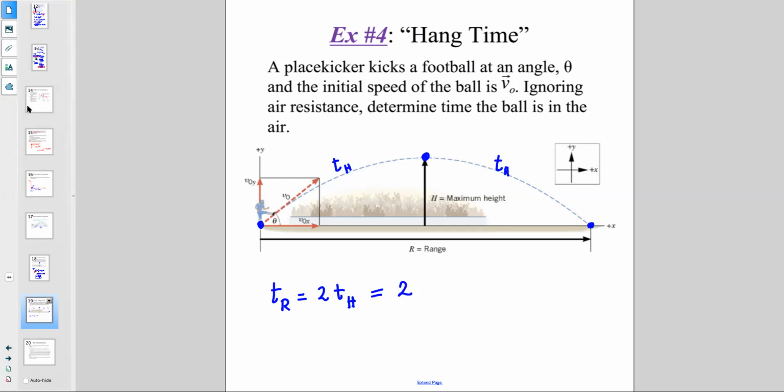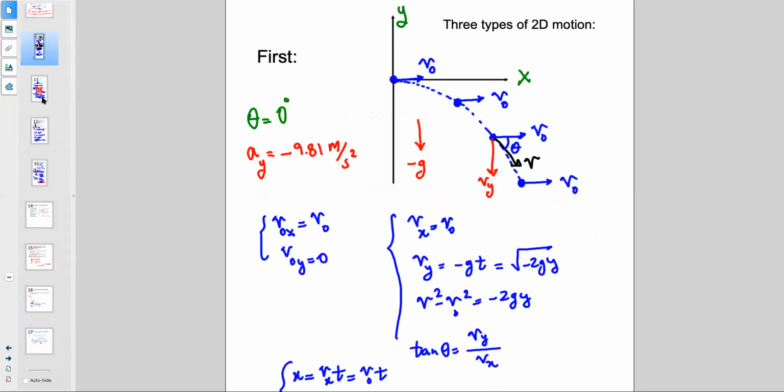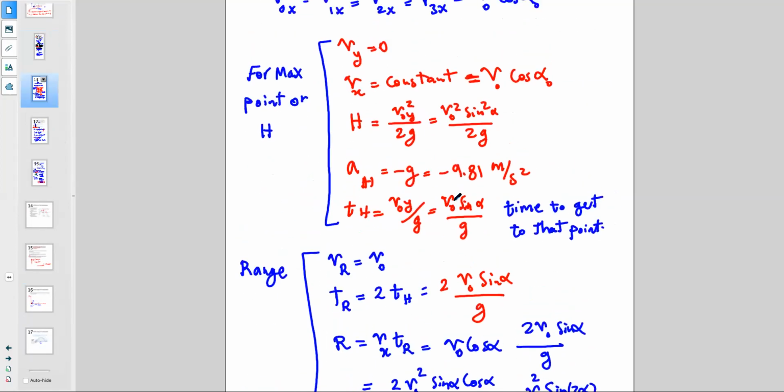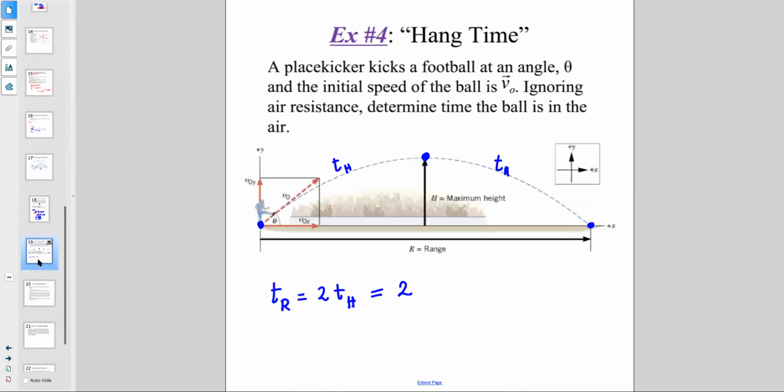So we have it right here. The time is v0 over g, or v0 sine alpha over g. So 2 times v0 sine alpha, which in this case is theta, over g. Okay. So by the way, these two are the same.